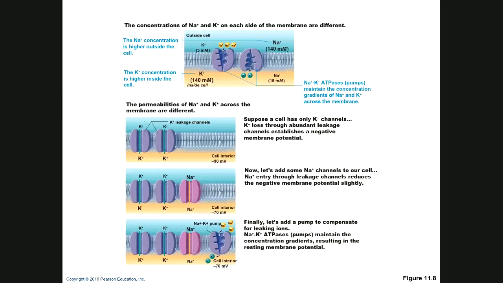So this is showing you different types of channels. Here we have a potassium channel, and when the potassium channel opens, potassium leaves the cell following the concentration gradient. This is a sodium channel. When the sodium channel opens, sodium goes inside the cell following a concentration gradient. This right here is the sodium-potassium pump, which is going to spend energy taking sodium out of the cell, sodium out, and bringing potassium into the cell.